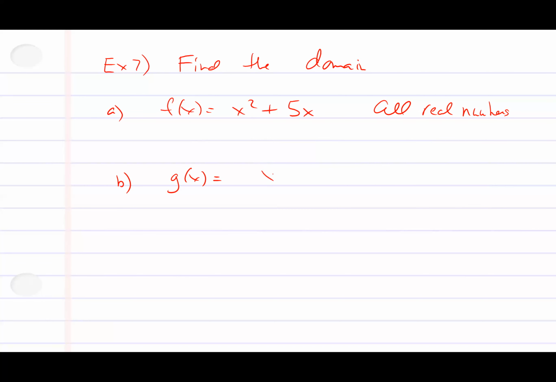G of x, how about x plus 4 on top, x minus 1 on the bottom. Notice here, I can't divide by 0 in mathematics, but I can have zeros on top of fractions. I just can't have zeros on the bottom. So I don't care about the x plus 4. We only care about the x minus 1.